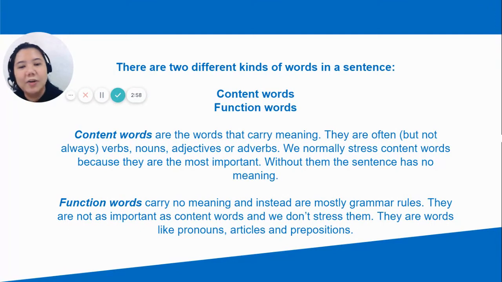All right, now there are two different kinds of words in a sentence. You have your content words and then you have your function words. Let's get to know what the difference would be. Content words are the words that carry the meaning. They are often, but not always, verbs, nouns, adjectives, and even adverbs. We normally stress content words because they're the most important. Without them, the sentence has no meaning at all. Nobody wants to read a message that doesn't have any meaning in it.